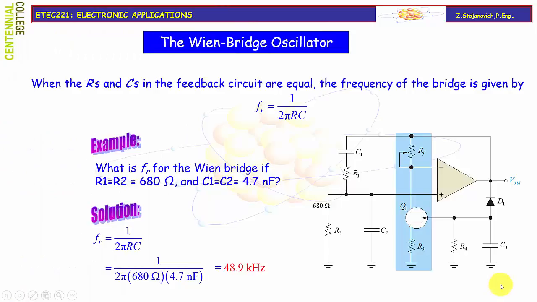Here is one practical example with Wien bridge oscillators. The values of all resistors and capacitors are given, and we have to find the frequency of oscillation. This is a quite straightforward problem, and for the value of R1 and R2, which are 680 ohms, and capacitance C1 and C2 of 4.7 nanofarad, applying the formula for the frequency of oscillation, we can find that it's 48.9 kilohertz.